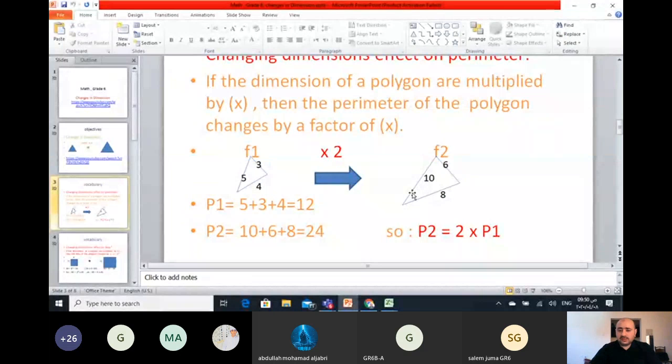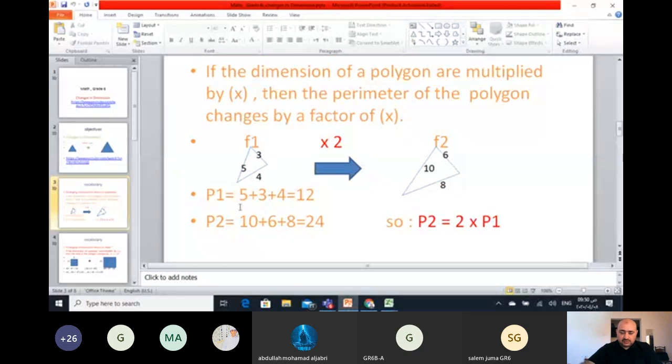Now I want to study what happened in the perimeter when I double figure 1 and I get figure 2. But let us solve the perimeter 1, P1. As you know, for any figure, you can just add all the sides. So here I can write 5 plus 3 plus 4, which equals 12. And the second figure, 6 plus 8 plus 10, or 10 plus 6 plus 8, equals 24.